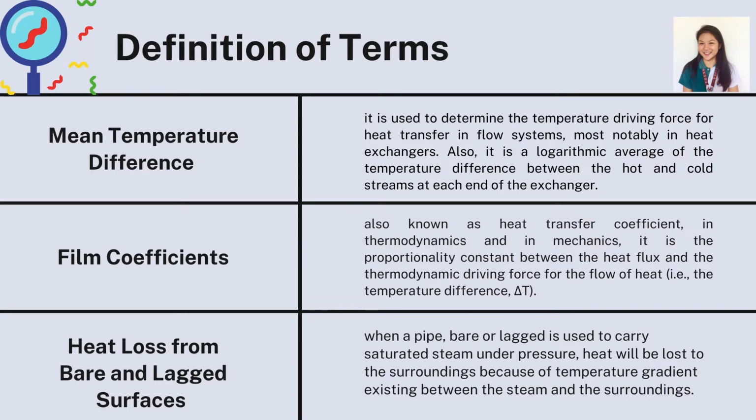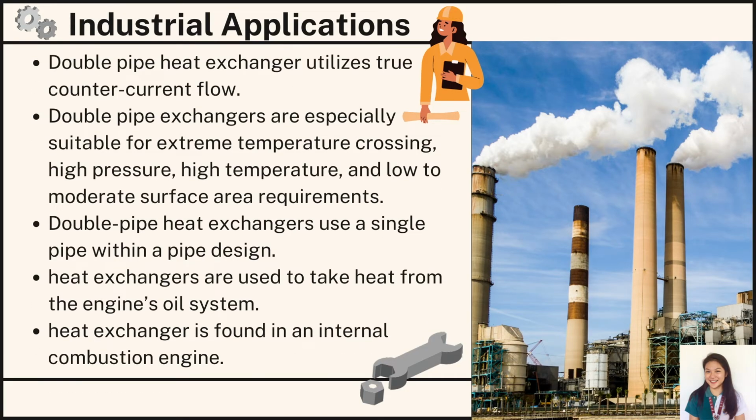When a pipe, bare or lagged, is used to carry saturated steam under pressure, heat will be lost to the surroundings because of the temperature gradient existing between the steam and the surroundings. There are a few industrial applications for the heat transfer in a double pipe exchanger. The first one is that the double pipe heat exchanger utilizes true counterflow, which maximizes the temperature differences between the shell side and the tube side fluids, resulting in less surface area required for a given duty.